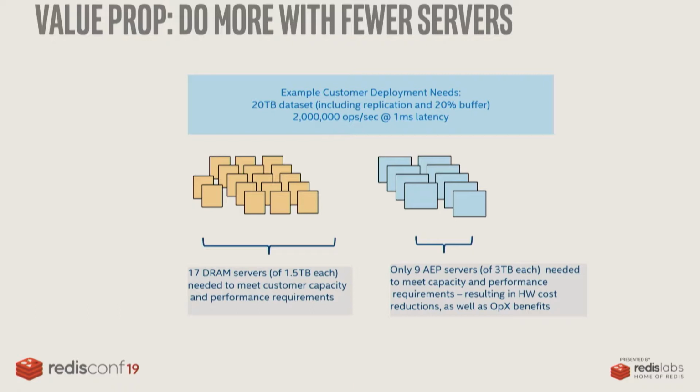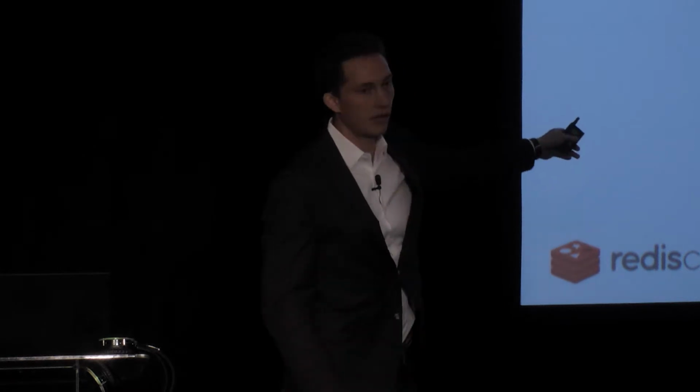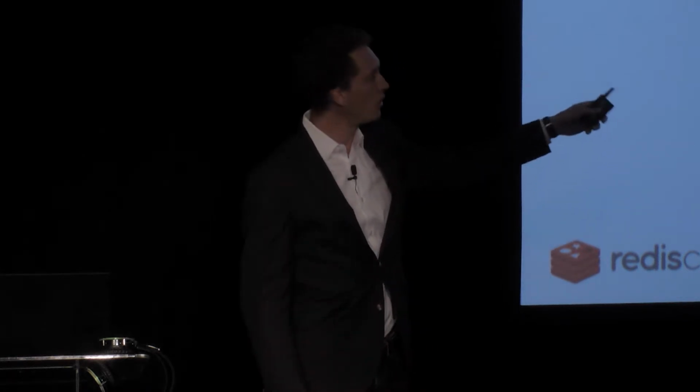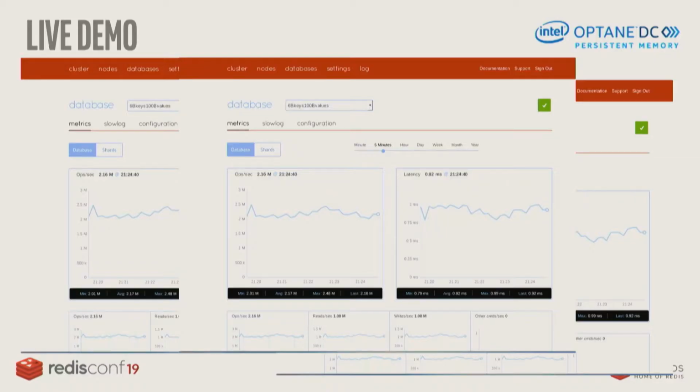Today, one of the most cost-effective ways you can do that in DRAM is you fully populate the DRAM system with 64 gigabyte DRAM modules for 1.5 terabytes, and you need 17 servers. With this new technology, you need half the number of servers if you populate them to 3 terabytes, and you're going to also save on OpEx expenses, fewer racks, switches, etc., for large deployments. With that, let's go to a demo.